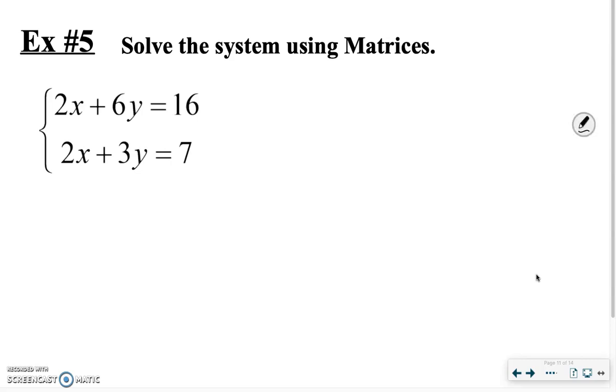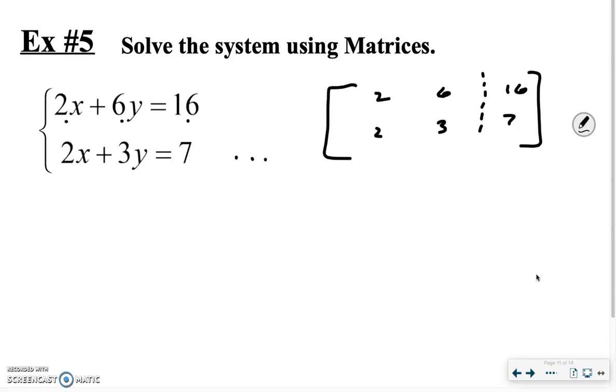All right, so first step is going to be to rewrite as an augmented matrix. All right, so 2, 6, 16 will be my first row. 2, 3, 7 is going to be my second. All right. Now, remember what the goal is, the target here.